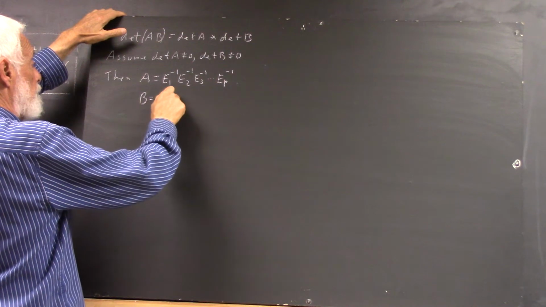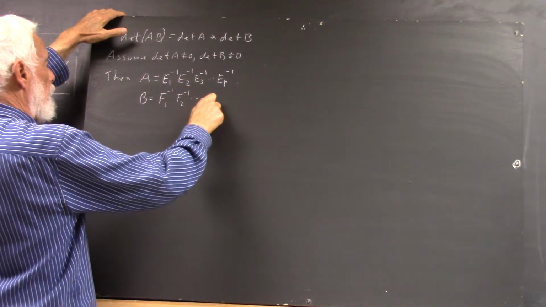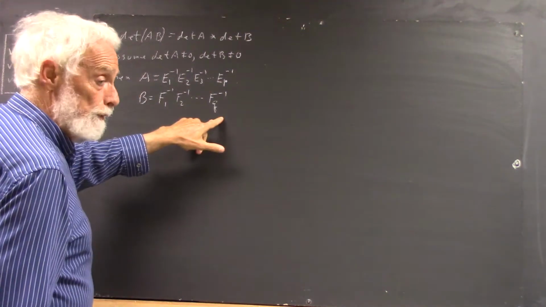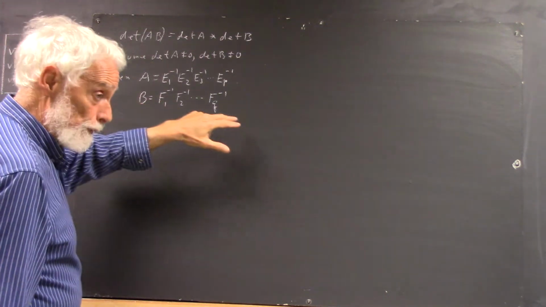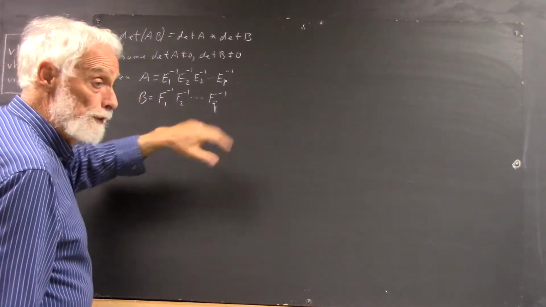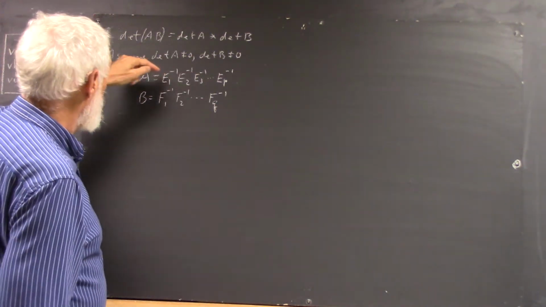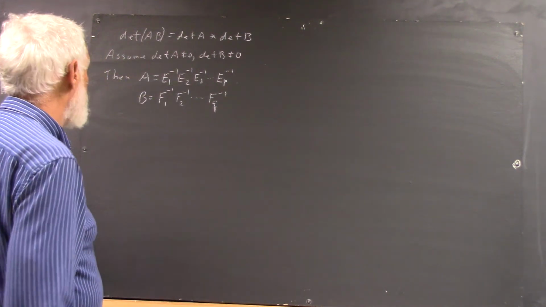And let's let B equal F1 inverse, F2 inverse, up through FQ inverse. There are Q elementary matrices used to reduce B to the identity, and these are the inverses of those matrices. And if they're multiplied in this order, this will be the matrix A, this will represent the matrix B.